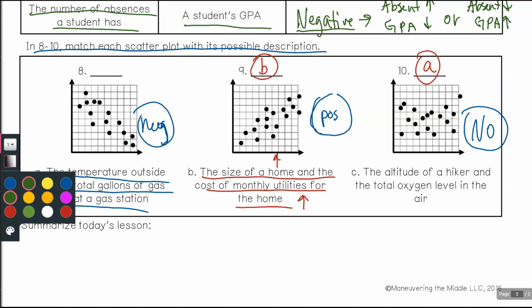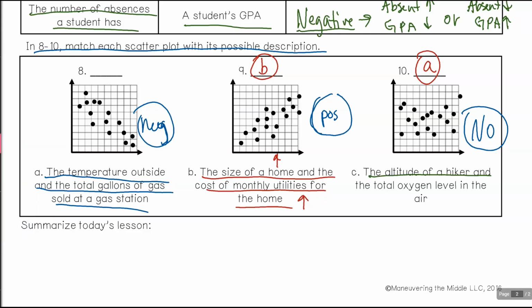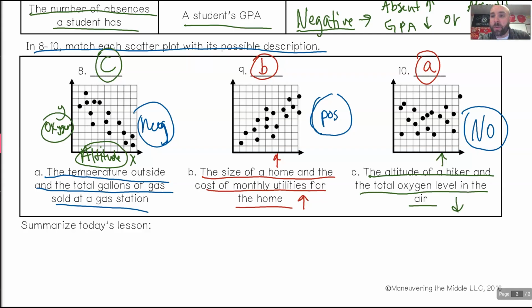So that means our last one here is the altitude of a hiker and the total oxygen in the air. The higher you go up as a hiker, the less air there is to breathe. That's why it's harder to breathe, less oxygen. So we're going to go with letter C for number 8, because the higher the altitude, the lower the oxygen. X is your altitude, and if this was your oxygen and this was your altitude, that's what's happening there. The higher the altitude, the less oxygen. So just a couple things to think about and remind yourself about as you work through this.